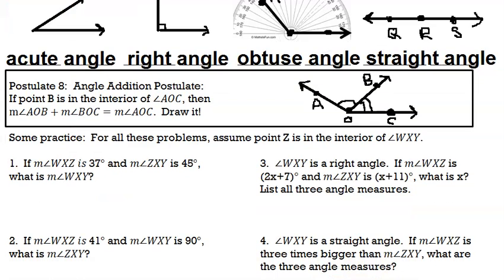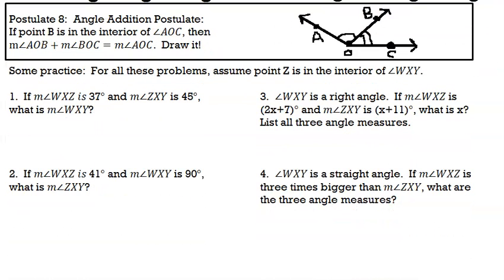All right, so we're going to do a little bit of practice here. And for all the problems, we assume point Z is on the interior. Okay, so I think we could probably get away with only doing this drawing one time. If that's not the case, maybe I'll have to draw it again, but I think we'll be all right. So just one time on your paper, I just want you to draw. And it says Z is in the interior of WXY.